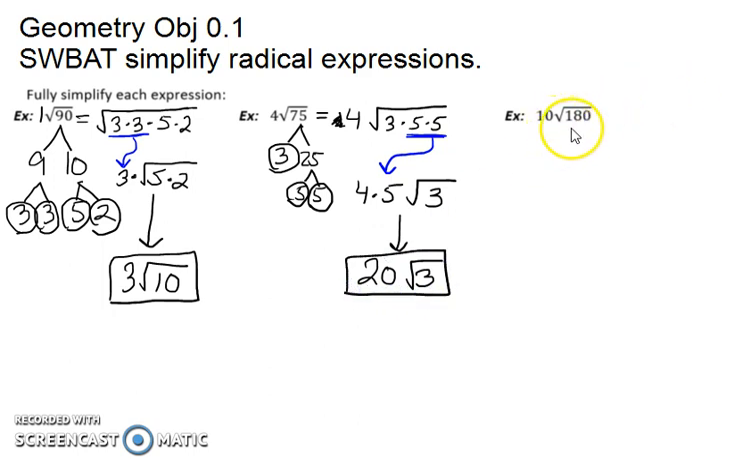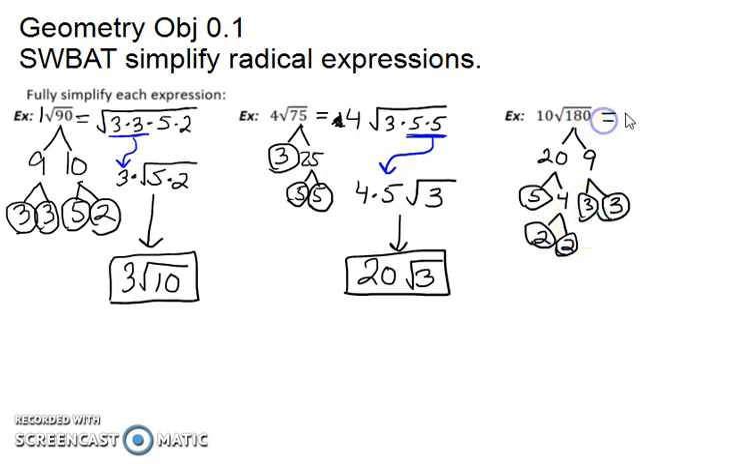Our last example is 10 square root of 180. We're just going to do this one more time. So 180, break it down however you want. I'm going to say that this is 20 times 9, and then 20 breaks down into 5 times 4, and then 9 breaks down into 3 times 3, and 4 also breaks down into 2 times 2, and I think that's it. These are all prime numbers. So what we have here is 10 times the square root of 5 times 2 times 2 times 3 times 3. Kind of running out of space here.